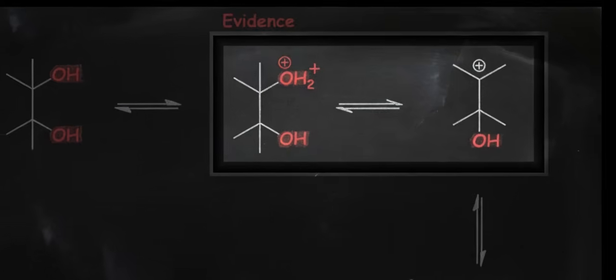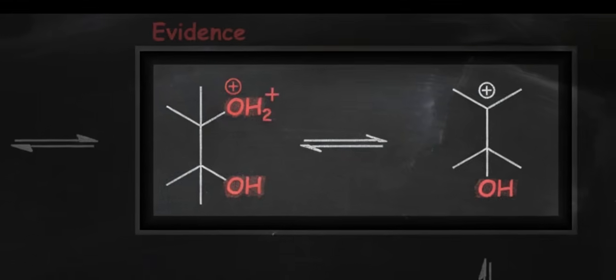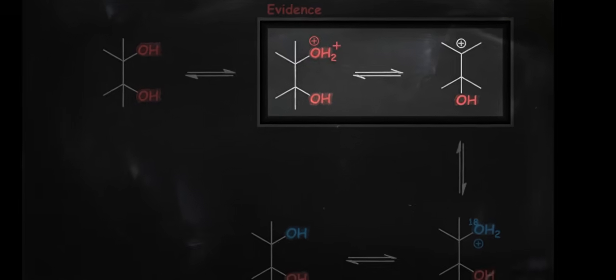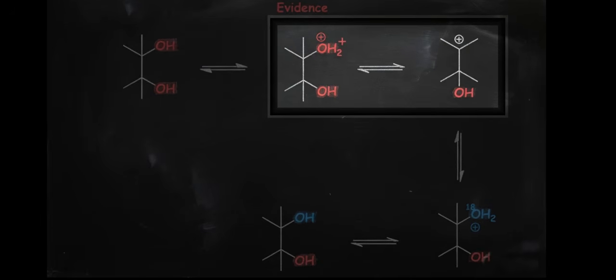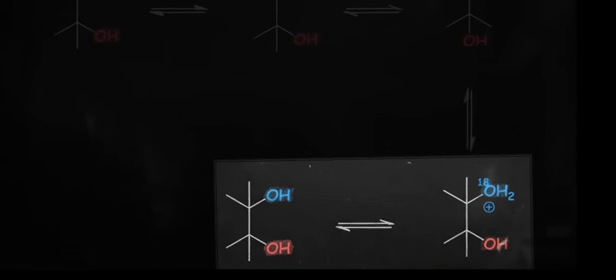To confirm whether this carbocation actually forms, chemists performed an isotope labeling experiment. Instead of using normal water, they added water containing the heavy oxygen isotope, oxygen 18. Now, if a free carbocation is present in the reaction, the labeled water molecule can attack this positively charged carbon. When this happens, the oxygen 18 from the labeled water becomes incorporated into the product as the hydroxyl group. Experimental analysis indeed shows that the product contains the oxygen 18 isotope in the hydroxyl group.